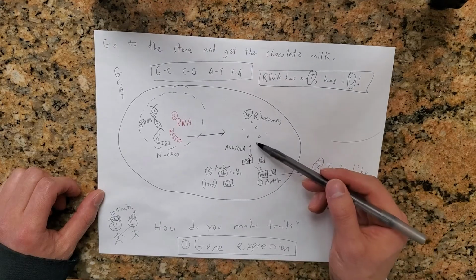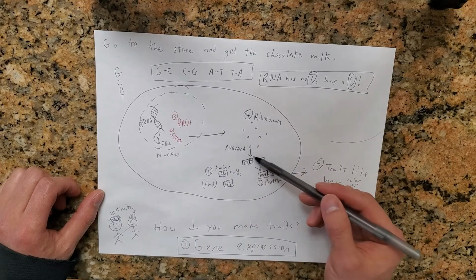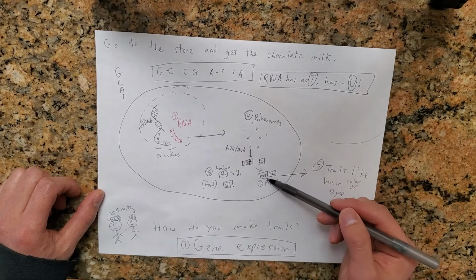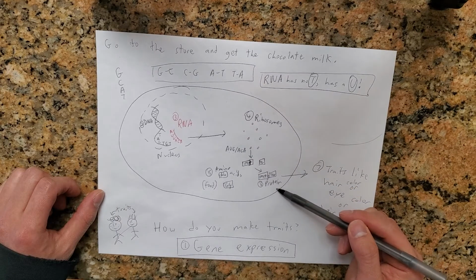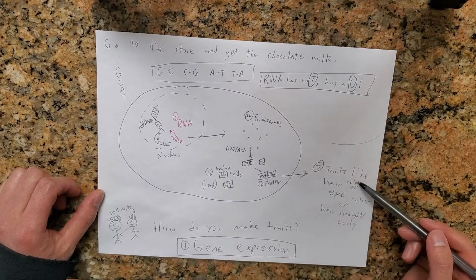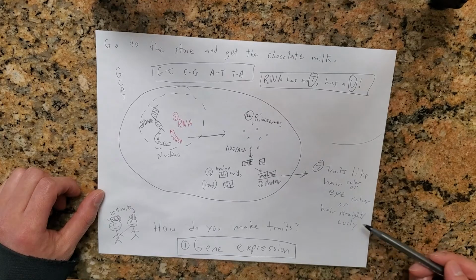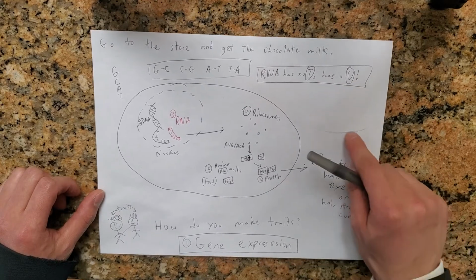So ribosomes are going to use these instructions, AUG, ACA, in order to put amino acids together, in order to connect together to finally make the protein. When the amino acids connect together to make the protein, that's how you have traits like hair color or eye color, or whether your hair is straight or curly, right? And here's a piece of hair right here.